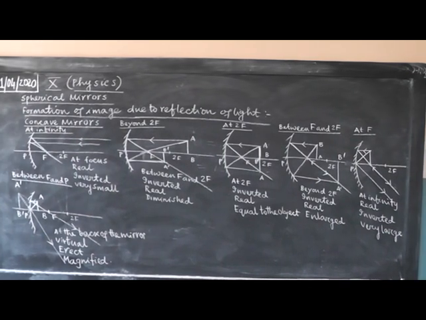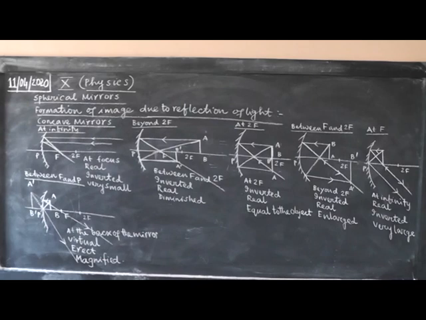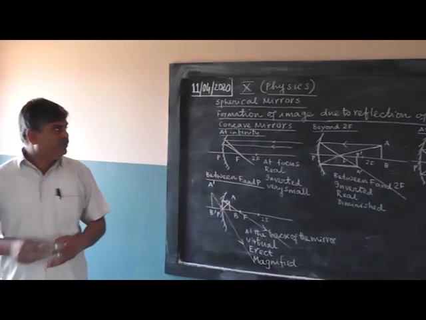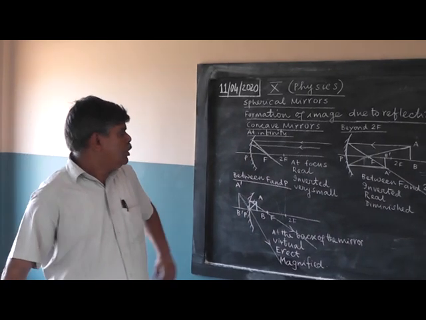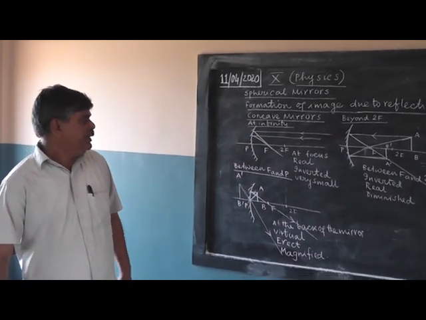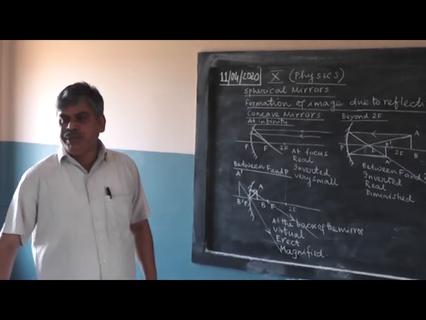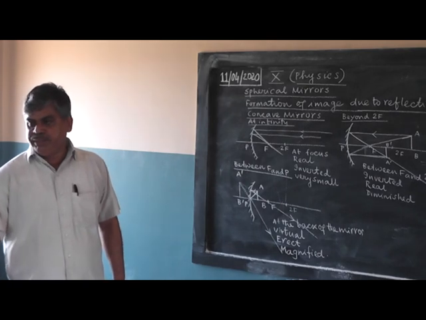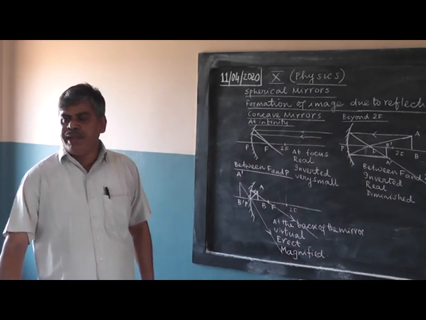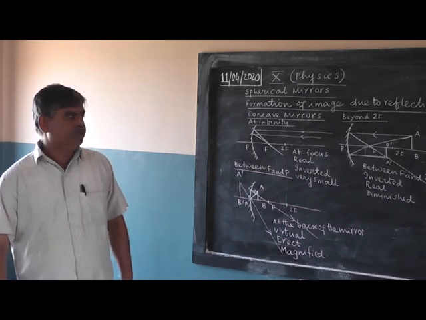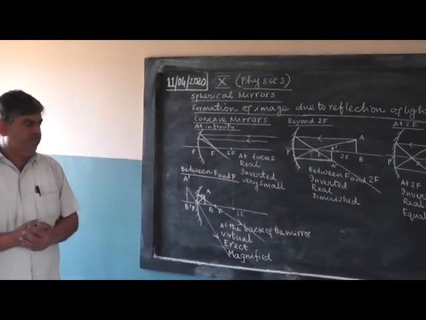We were discussing reflection of light from spherical mirrors, and we discussed different terms related to spherical mirrors previously. For example, pole of a mirror, center of curvature, radius of curvature, principal focus, aperture of a mirror. All these were discussed, and we also tried to understand how reflection of light takes place from spherical mirrors. And we talked about some characteristic rays while we were defining them.